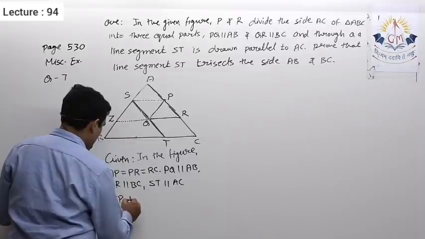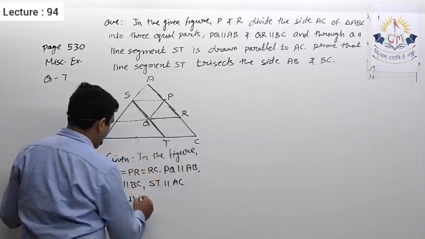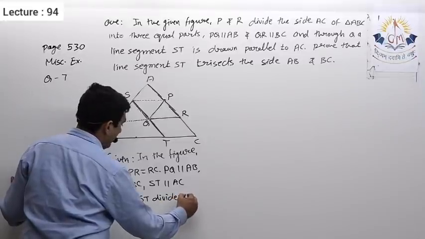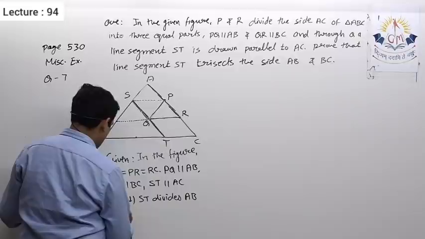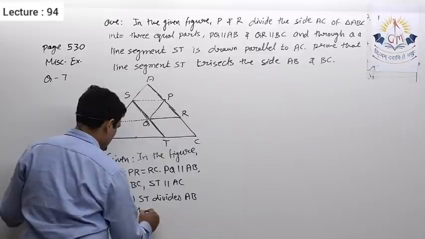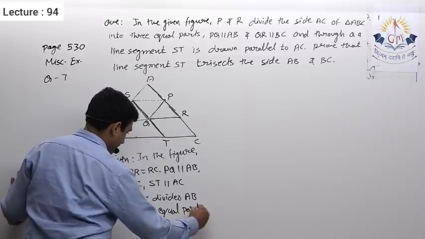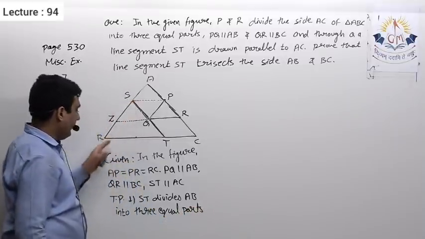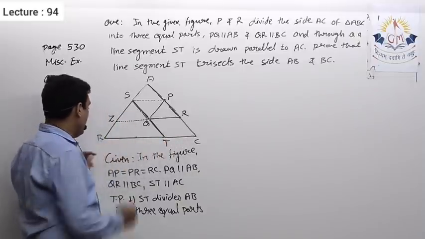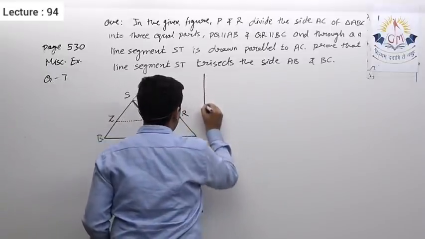We have to prove first that ST divides AB into 3 equal parts. Second, we have to prove that ST divides BC into 3 equal parts. That second part I am leaving for your homework. The first part we will see over here.